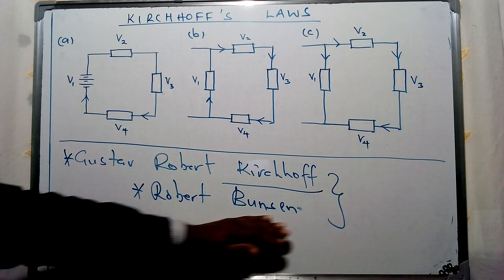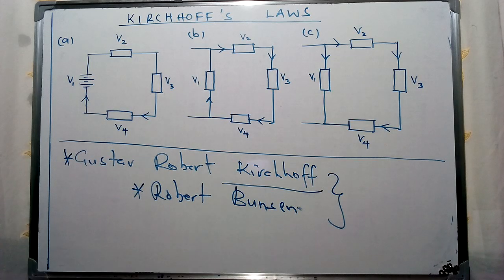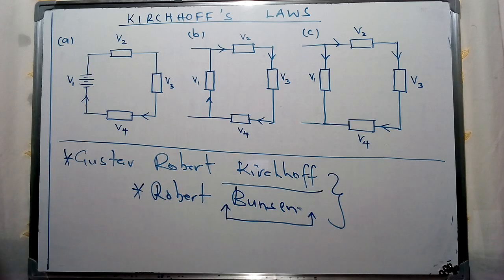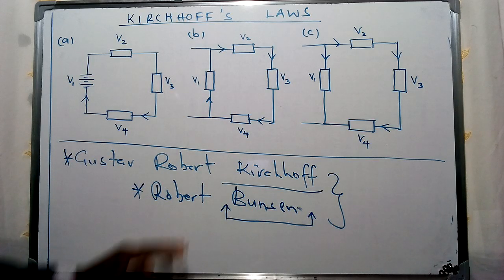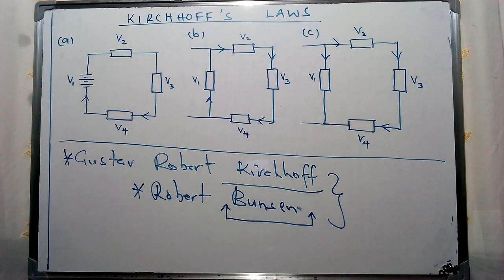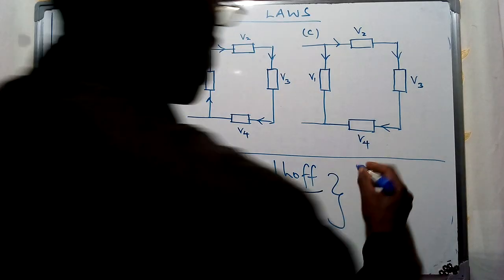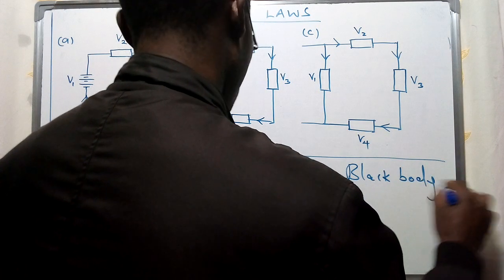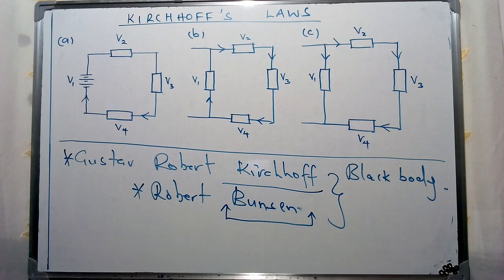And from Robert Bunsen, there are various aspects of experimental data which we get from some of the equipment which were developed by these specific scientists. We're also going to appreciate that some of the terms which were coined, like the black body, are associated with Gustav Robert Kirchhoff. And those are some of the works which we are going to come across.